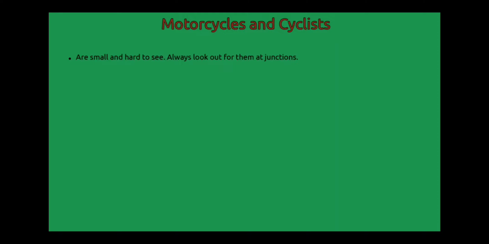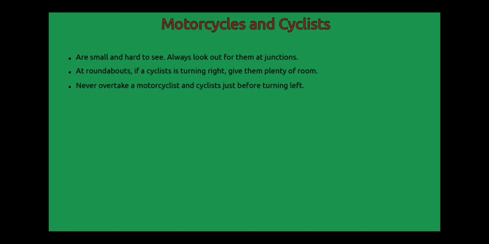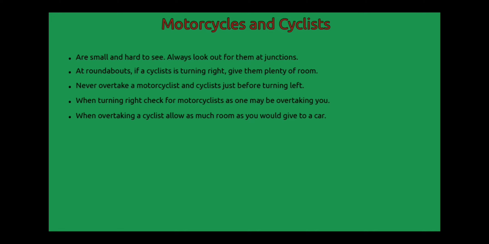Motorcycles and cyclists are small and hard to see. Always look out for them at junctions. At roundabouts, if a cyclist is turning right, give them plenty of room. Never overtake a motorcyclist or cyclist just before turning left. When turning right, check for motorcyclists as one may be overtaking you. When overtaking a cyclist, allow as much room as you would give to a car.